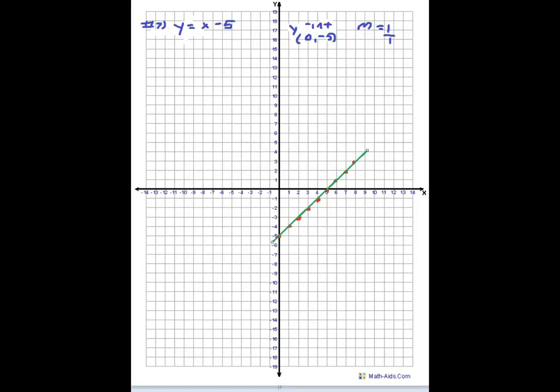Let's take a look at number 7. Now number 7 will be like example 2, and we are asked to use the y-intercept and slope to graph each linear equation.